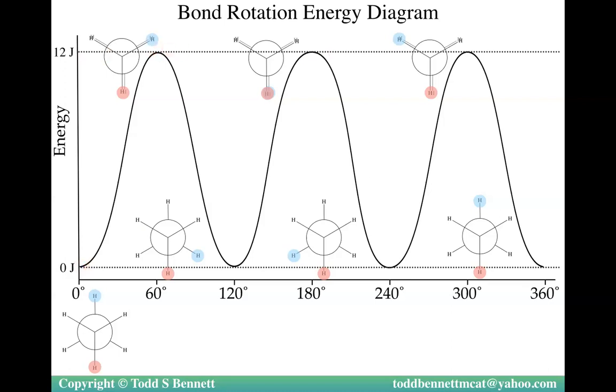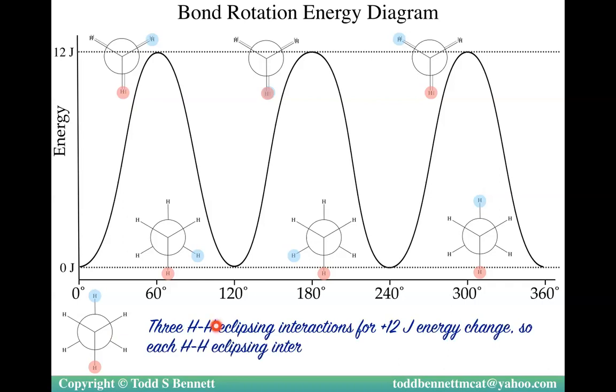There are 1, 2, 3 eclipse interactions between hydrogens. You go from everything being staggered, no eclipse interactions, to 1, 2, 3. So 12 joules difference and 3 interactions, that's 4 joules per interaction. So the 3 hydrogen-hydrogen eclipsing interactions are all said to have plus 4 joules for each of them.